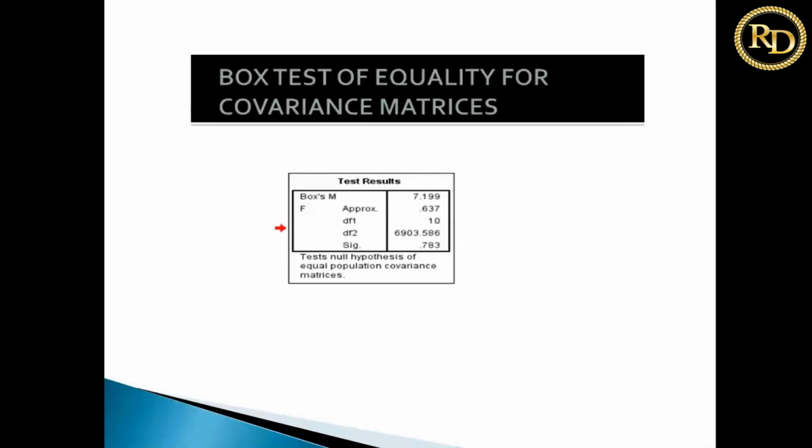Now we go to the Box's M test. Here we can observe that the p-value is very much greater than 0.05, because it is 0.78. So the null hypothesis is not rejected, and we consider that the variance-covariance for the 2 groups, the bowler group and the batsman group, shows similar variation. The test null hypothesis is of equal population covariance matrices.